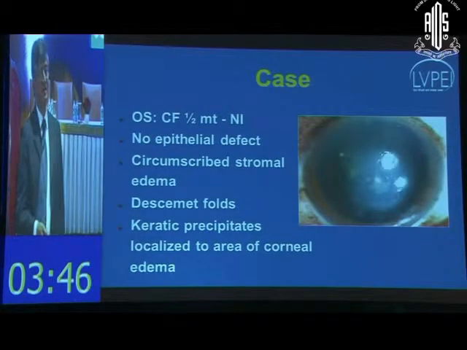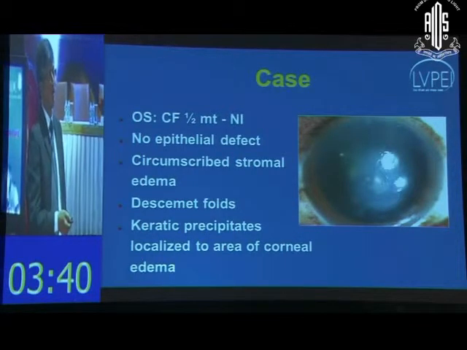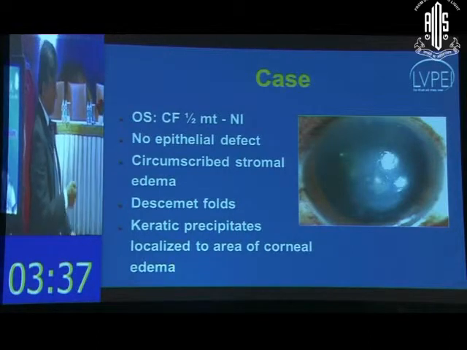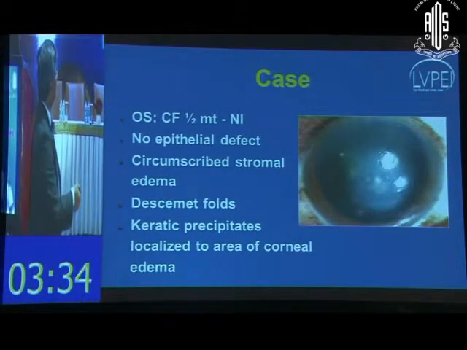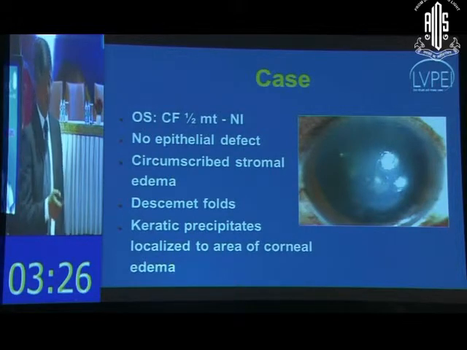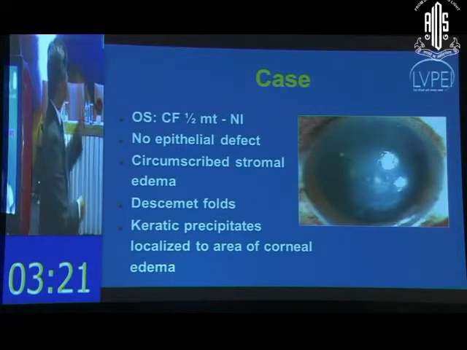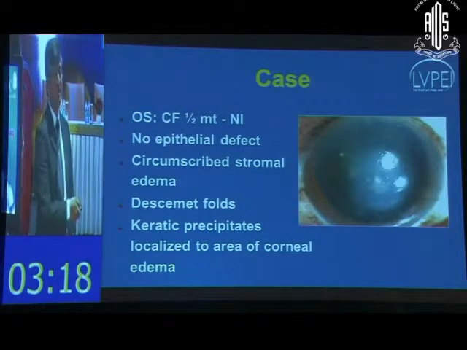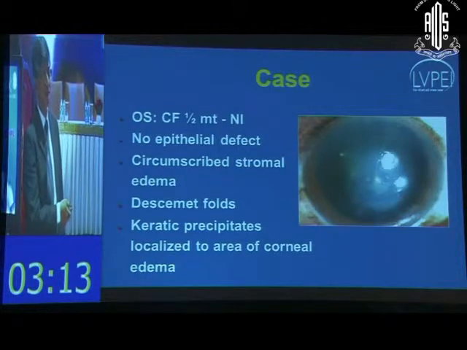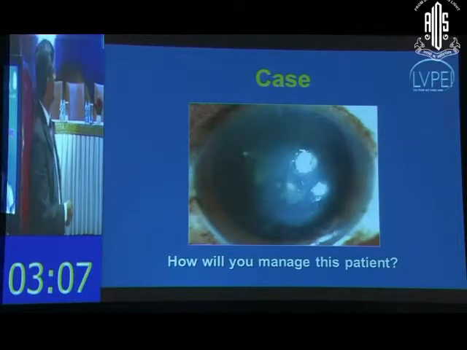Let us look at another case which presented to us with the history of 4 weeks illness, had no epithelial defect, had central edema with multiple exudates sticking on the central part of cornea, Descemet folds. What will be the diagnosis in this patient? Viral keratitis. Okay. So we made this diagnosis. What treatment will you give? Topical steroid alone or in combination with something? Acyclovir eye ointment. This is what we did.